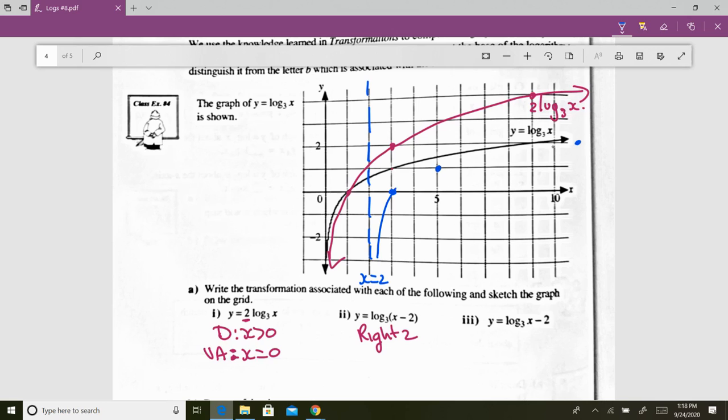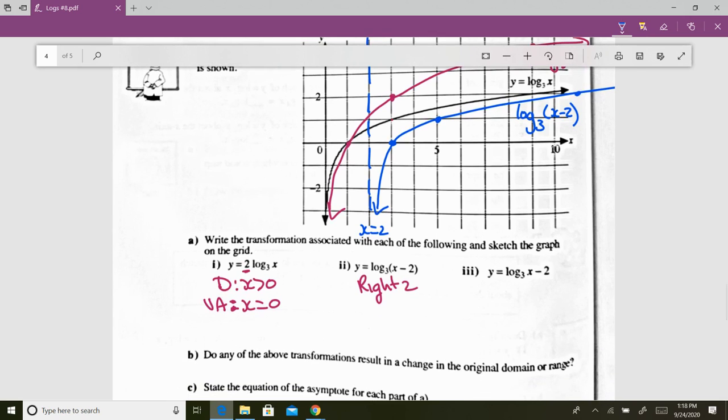And now the graph looks like that. So that is log base 3 of x minus 2. If we move the vertical asymptote 2 units to the right, what is now the domain? There you go.